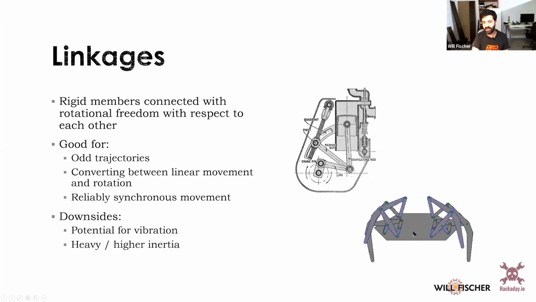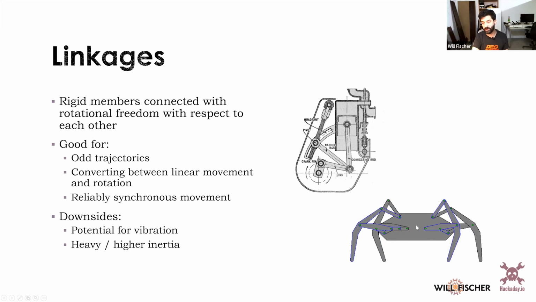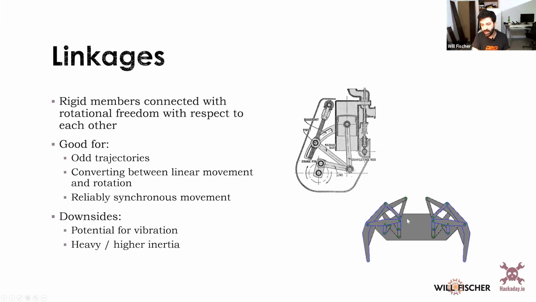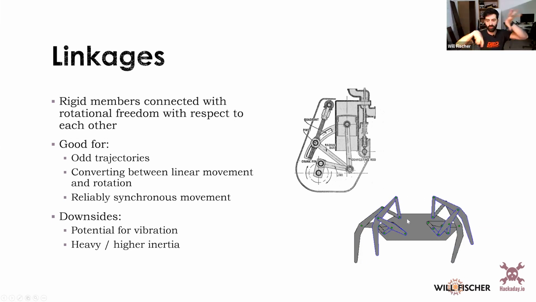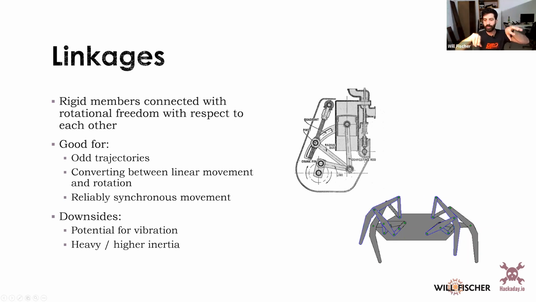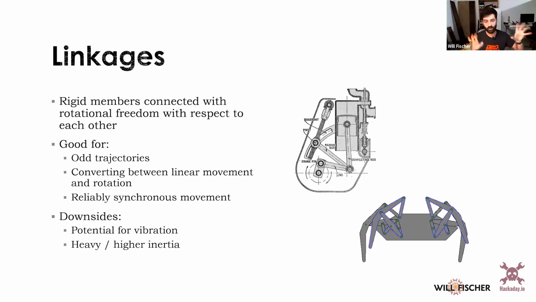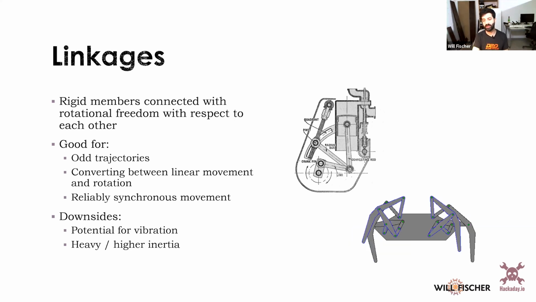Similarly, this is a 1 degree of freedom system. These are mechanically tied. So even though you have multiple things all moving together, that little thing crawling over there is actually a single degree of freedom system, which is super cool. They are excellent for things like odd trajectories, as you see with the moving legs down there on the right. They're also really nice for converting between linear movement and rotation, as you see from the crankshaft there.